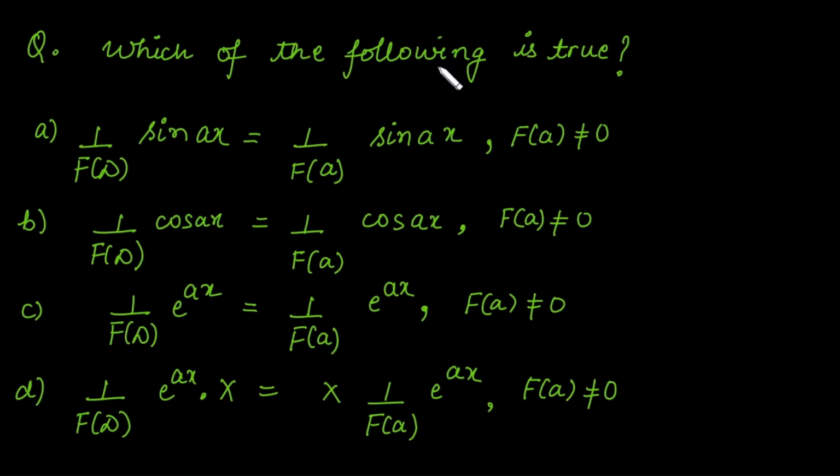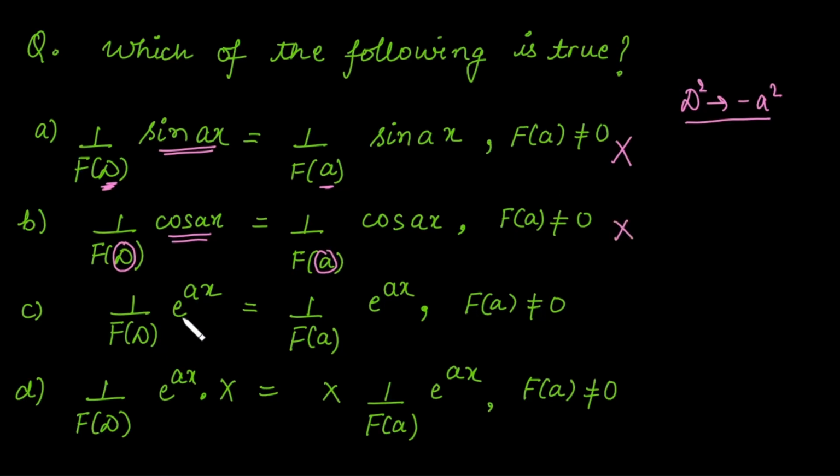Next is, which of the following is true? From here, we need to find the true statement. The first option is 1 upon the operator form into sine ax. Whenever we have the non-homogeneous function as sine ax, we replace d square by minus a square. But according to this option, it is replacing d by a, so this is the incorrect option. For the second one, we have the non-homogeneous function cos ax. Again, in case of cos ax, we replace d square by minus a square, and according to this option it replaces d by a, and that is incorrect.